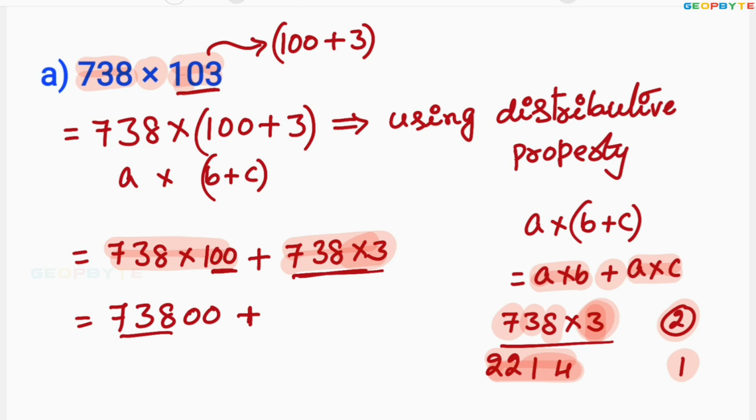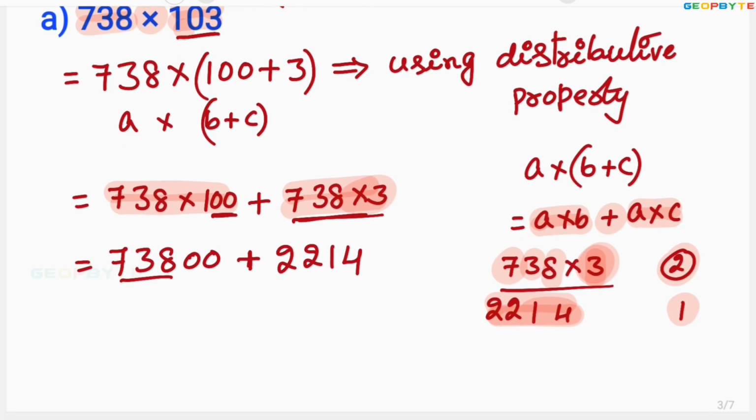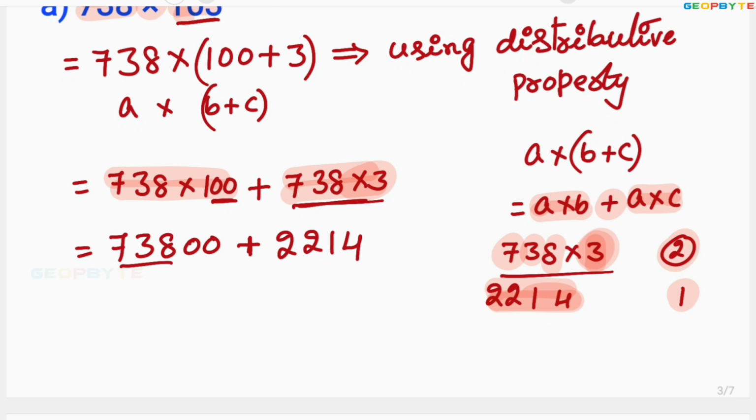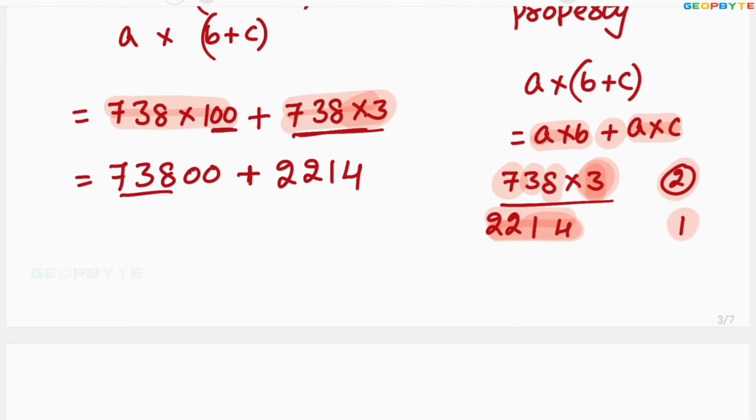Let me write that value. 2214. Now let us add these two numbers. Here I need the space. 73800 plus 2214.